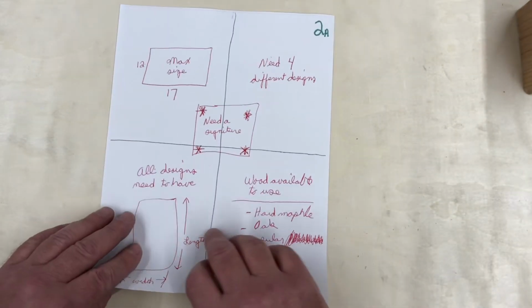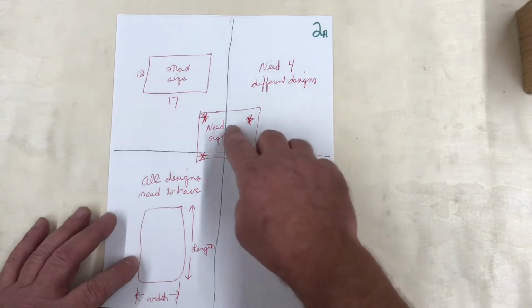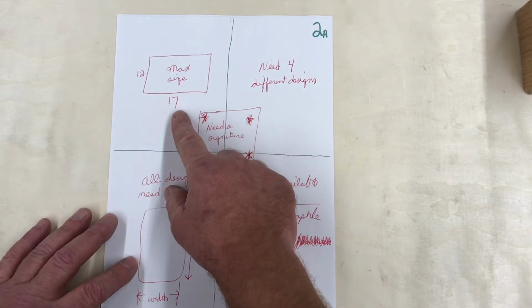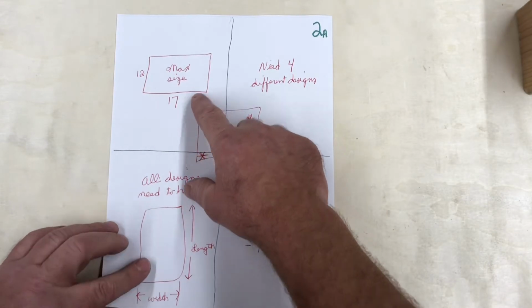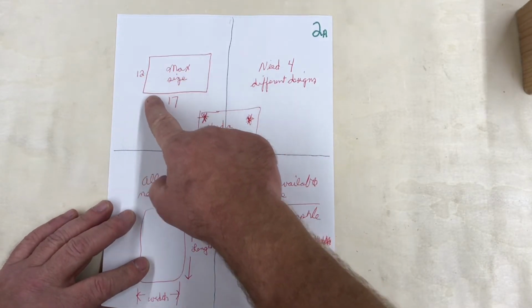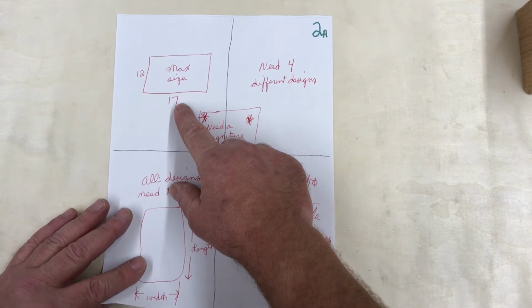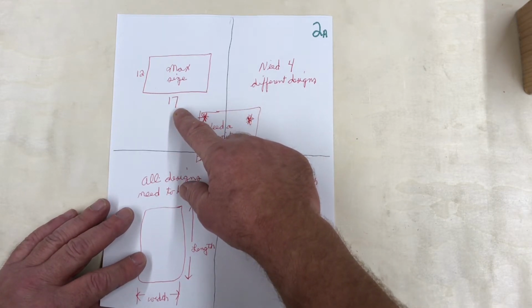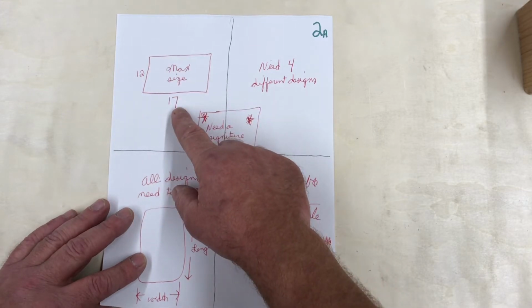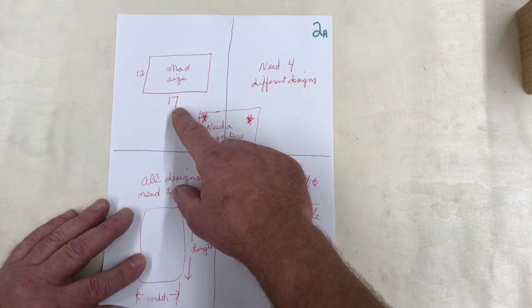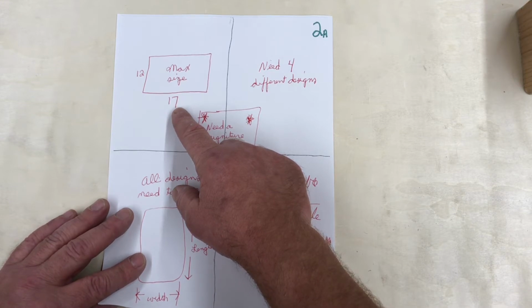As we take a look at this sheet, our minimums and maximums are 12 by 17. That is the maximum amount of material that you're going to be using for your project. 12 by 17 is maximum. You can go a lot smaller than that, but you cannot go any bigger than 12 by 17. If for some reason you need to go bigger, you'll have to talk to me, and then we can take a look at it.